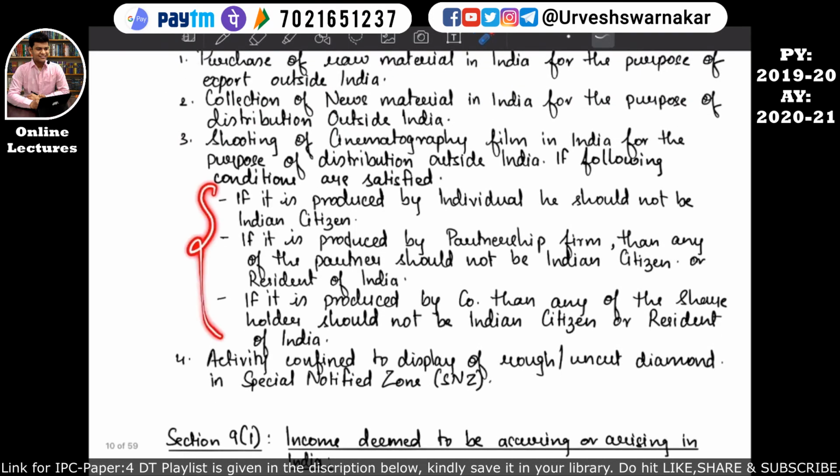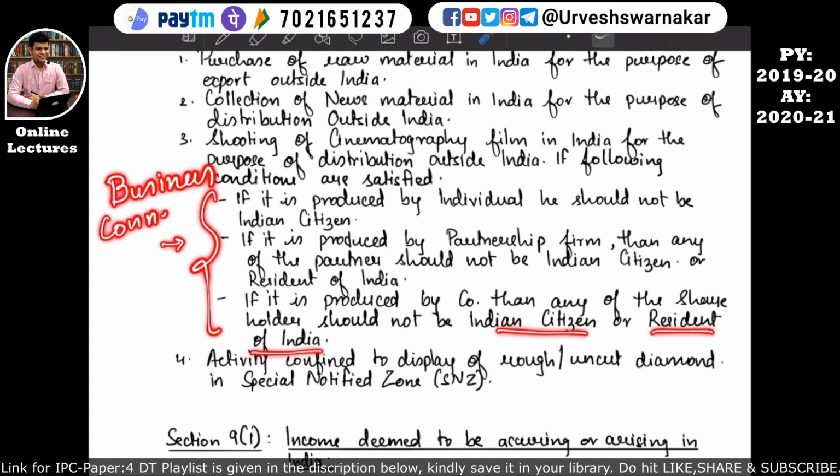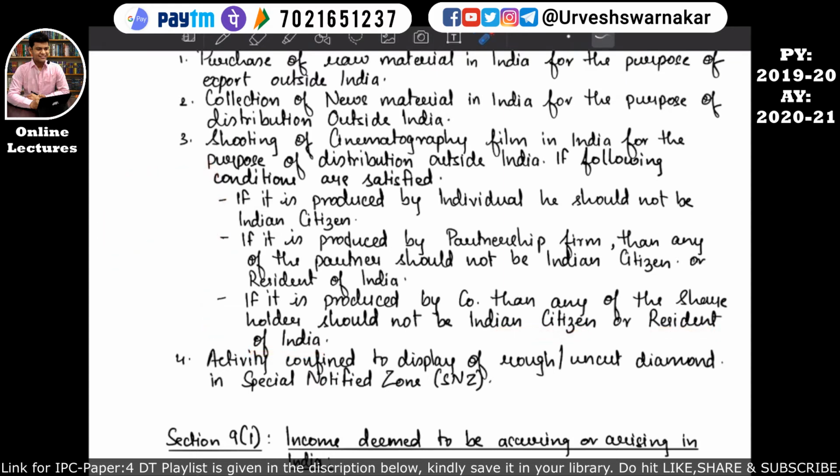So in simple words, if the shooting of a cinematography film in India for the purpose of distribution outside India is done by an individual who is an Indian citizen, or by a partnership firm in which there is an Indian citizen or a resident person who is a partner, or if it is produced by a company where the shareholders are an Indian citizen or a resident of India, then it will be considered as there is a business connection in India, and the income will be considered as deemed to be accruing or arising in India. I hope this is quite clear to you all.